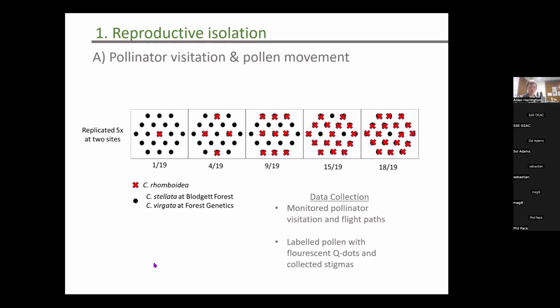And I also used this really cool technique of labeling the pollen with fluorescent Q dots and collected the stigmas from every plant in every array. So essentially what that allows me to do is look at how much pollen from which species each individual received, which is pretty cool.